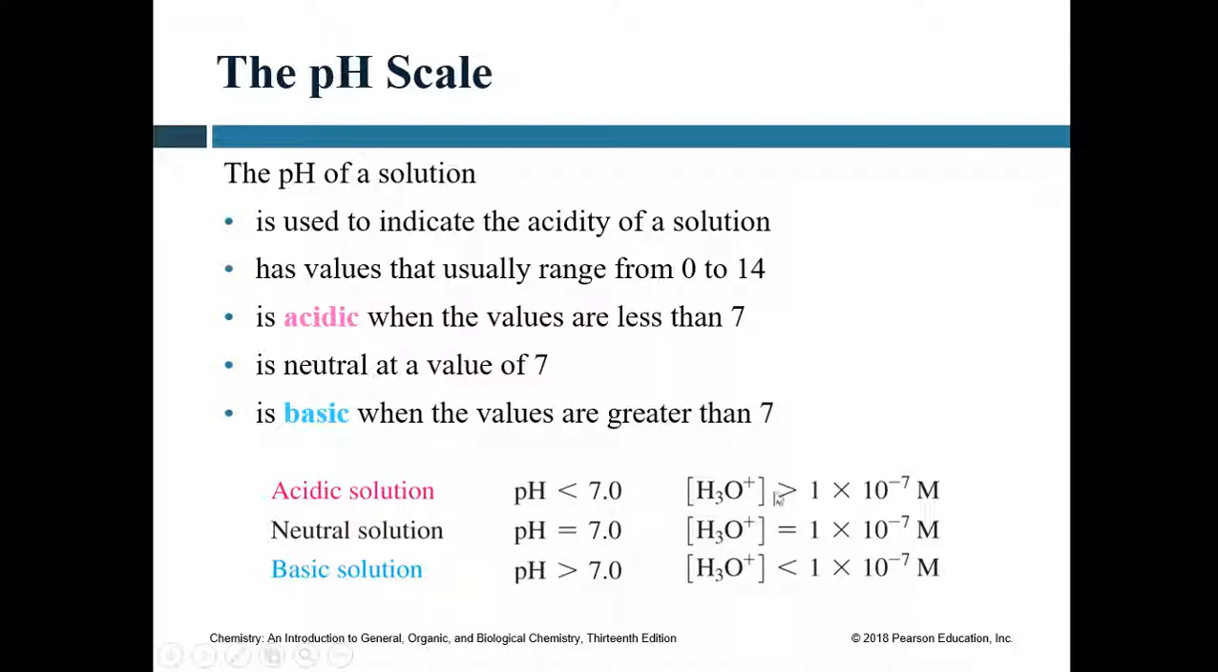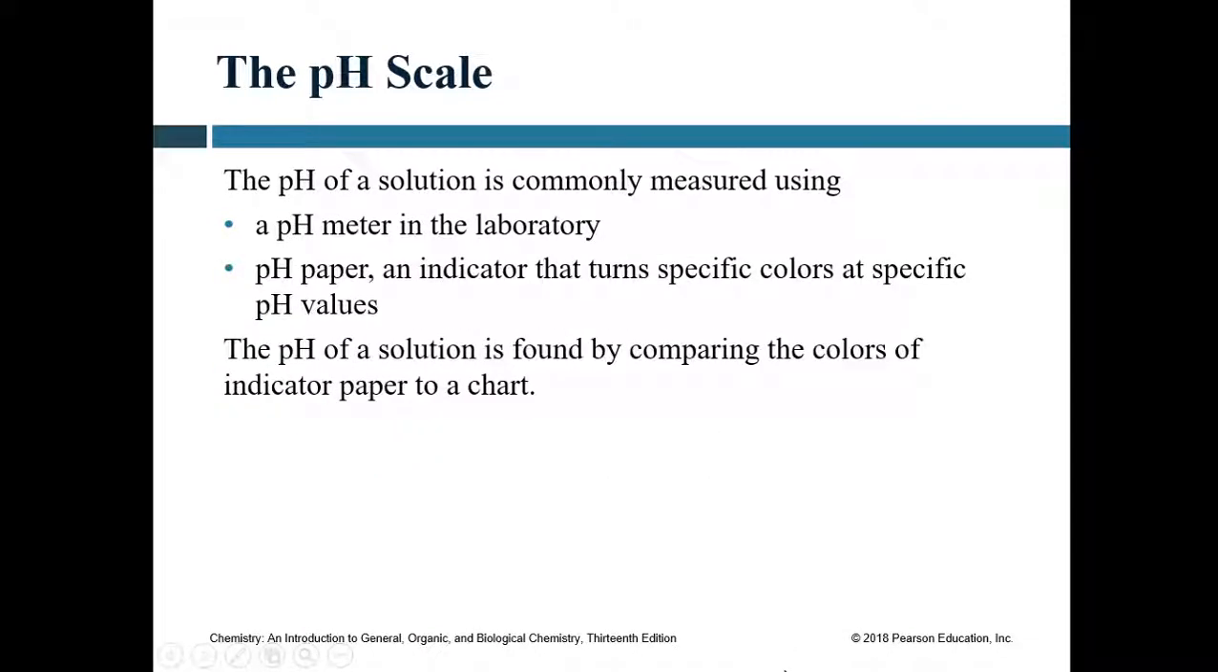So, our acidic solution, the pH is less than 7. The hydronium ion concentration is greater than 1 times 10 to the negative 7. Neutral, pH is 7. Hydronium ion concentration is 1 times 10 to the negative 7. If it's a base, then the pH is greater than 7, and our hydronium ion concentration is less than 1 times 10 to the minus 7. You go, what? Well, remember, hydronium ion concentration refers to an acid. So then remember, you always think of this as acid, then that makes sense.